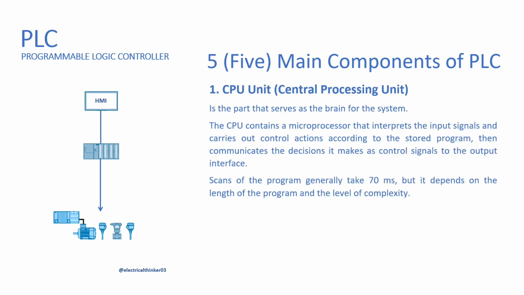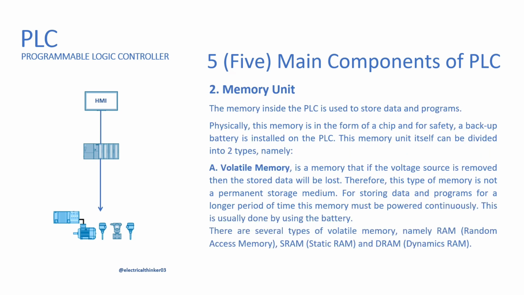1. CPU unit, central processing unit, is the part that serves as the brain for the system. The CPU contains a microprocessor that interprets the input signals and carries out control actions according to the stored program, then communicates the decisions it makes as control signals to the output interface. Scans of the program generally take 70 milliseconds, but it depends on the length of the program and the level of complexity.